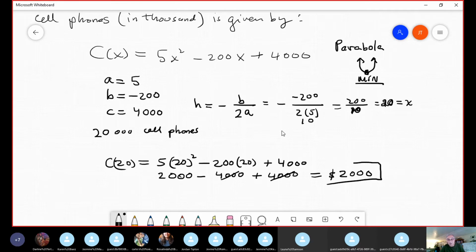So the cost of manufacturing, including salary and the material to manufacture 20 cell phones, in the factory is $2,000. This is science fiction, no? Because it's too cheap. But okay, it's a word problem that I created for you. Any question? Confusing or no?